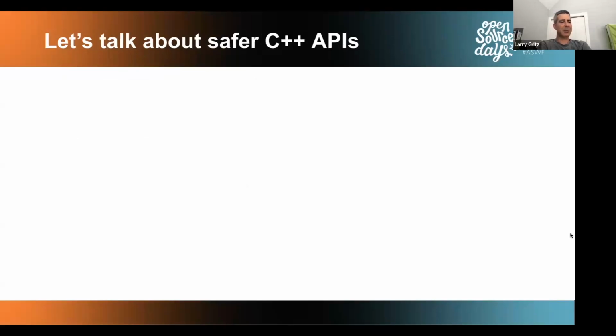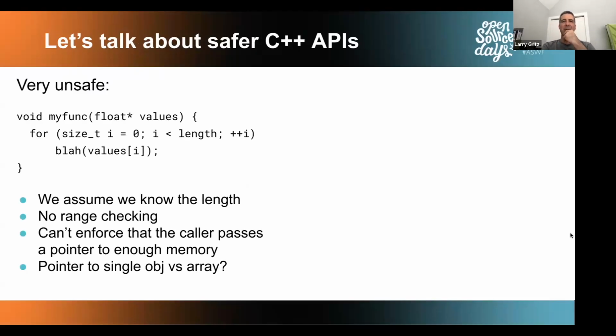So let's talk a couple minutes about what I mean by safer C++ APIs. Sorry, this part's going to be very C++ inside baseball. So if you're not a C++ programmer, you can nod off for a minute. It's okay, but I think this is interesting.